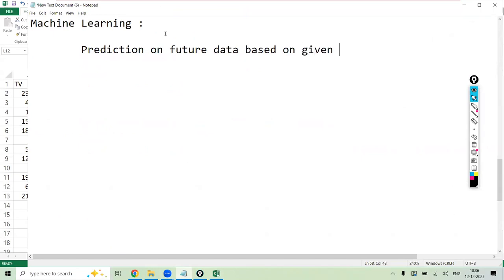Based on the given data, we are going to estimate for the future data, which we call predictive analytics. This logic we call predictive analytics. So we are going to do the prediction, which is also called estimation. And another name for prediction is estimation.